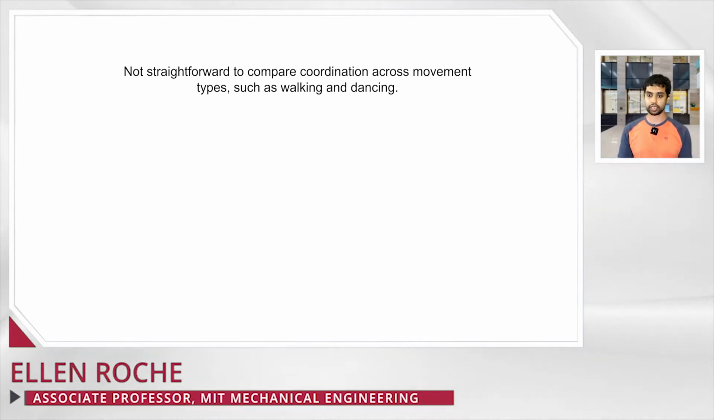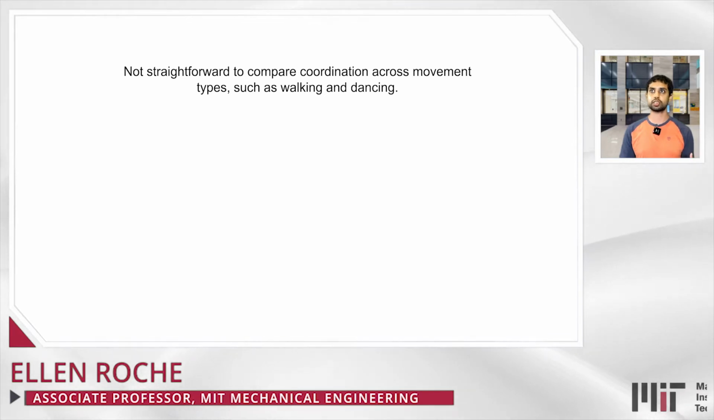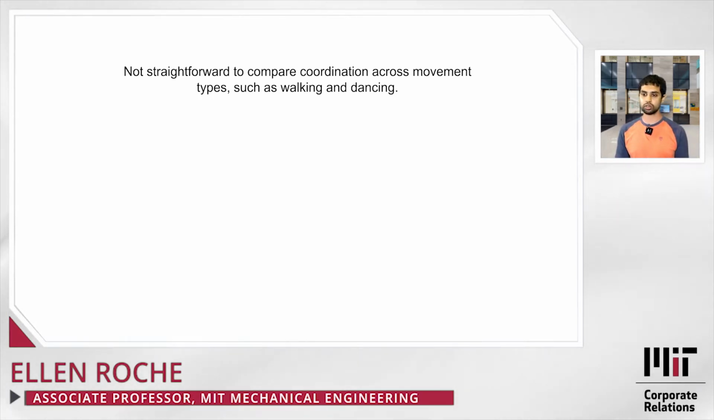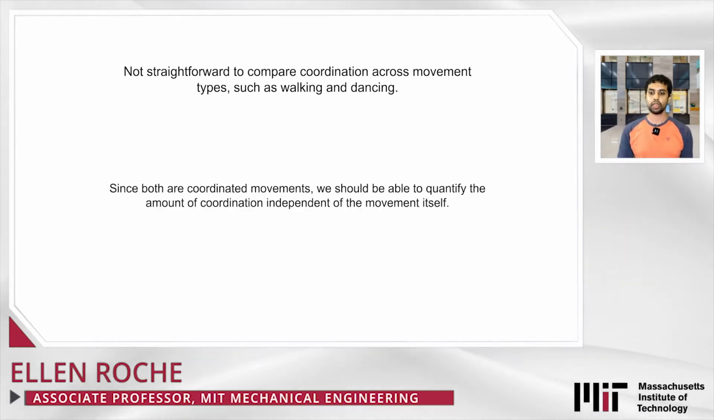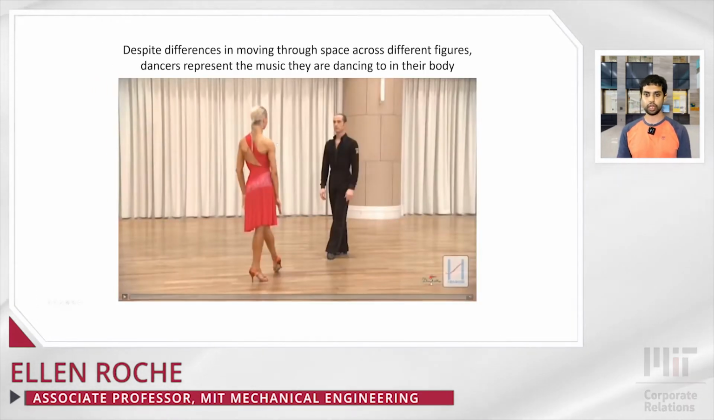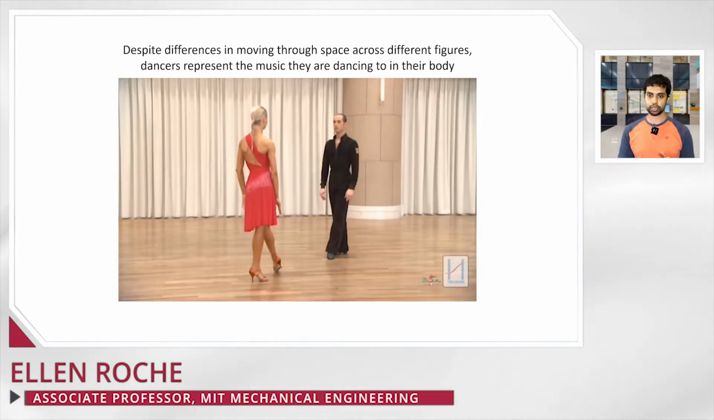In our case, for what I've talked about, it's walking and dancing. It could be any different movement. So what I'm interested in is if I walk and then do some jumping jacks, it's hard to know whether I am more coordinated in my walk or my jumping jacks. There's no straightforward way of measuring the two. So since both walking and dancing are coordinated movements, we should be able to quantify the amount of coordination independent of the movement itself. So here I'm going to share a video clip of two dancers.